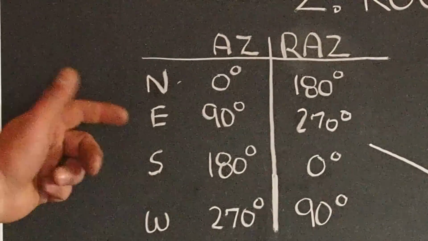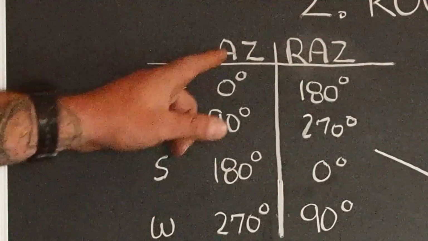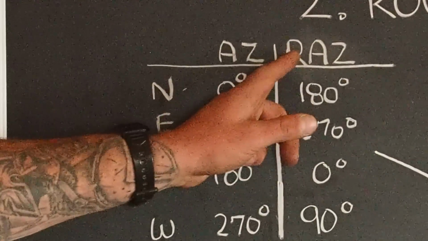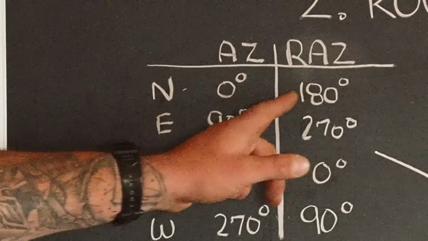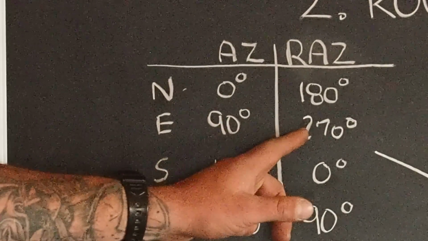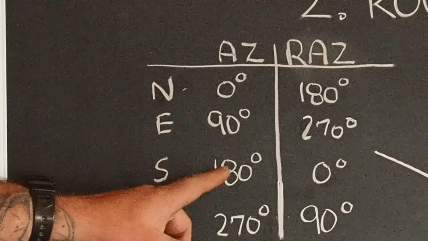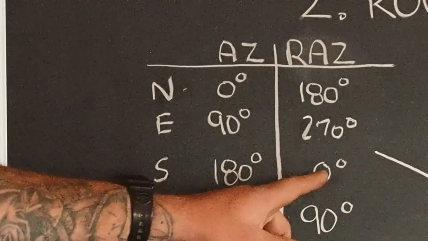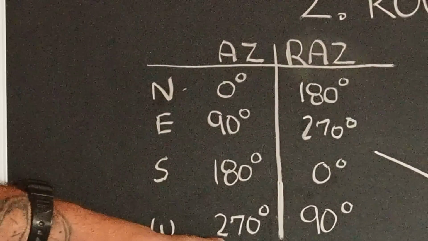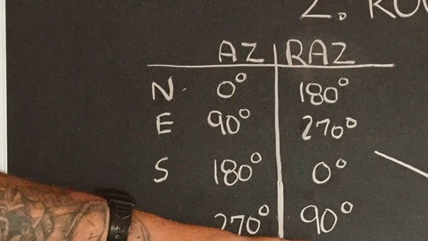Something that's always good to put in your notes is a quick reference. North, azimuth is always 0 degrees. Reverse azimuth is 180 degrees. East is 90 degrees. Reverse azimuth, 270. South is always going to be 180. Reverse azimuth will be 0. West is 270 degrees, and the reverse azimuth will always be 90 degrees.